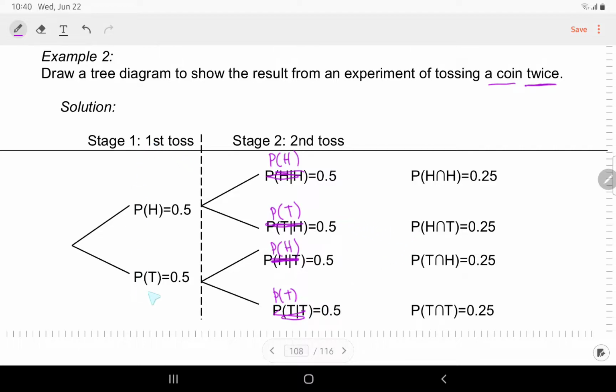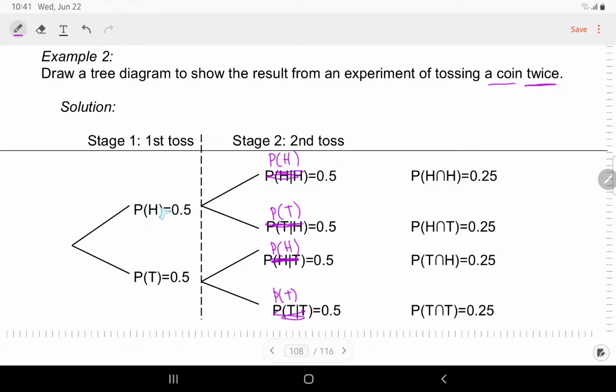Okay, so kita ada dua stage kat sini lah. Ini adalah untuk first event, and then this is for the second event. Okay, and then kita nak cari probability. Okay, dekat sini untuk line yang ni kita akan dapat P H intersect H. Kenapa H intersect H? Sebab here is H and H. H intersect H. Okay, probability of H intersect H is 0.25. Kita darabkan 0.5 darab 0.5, 0.25.